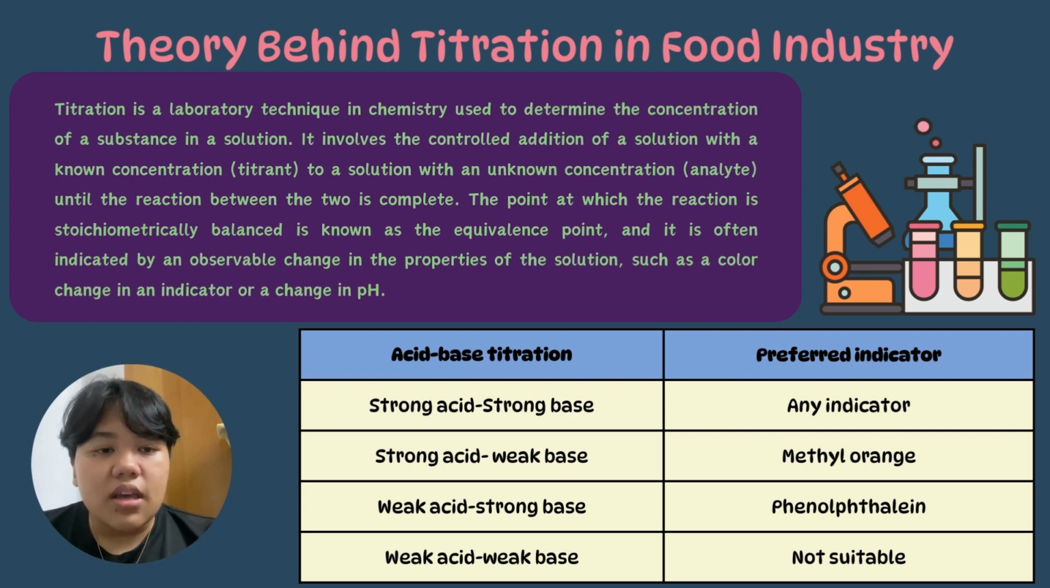Number 1 is strong acid and strong base titration, which can use any type of indicator. The second one is strong acid and weak base titration, which requires a methyl orange indicator. And thirdly, we have weak acid and strong base titration, which uses phenolphthalein as the indicator.